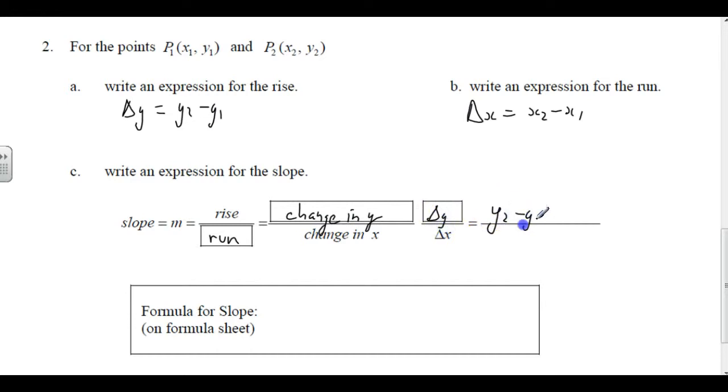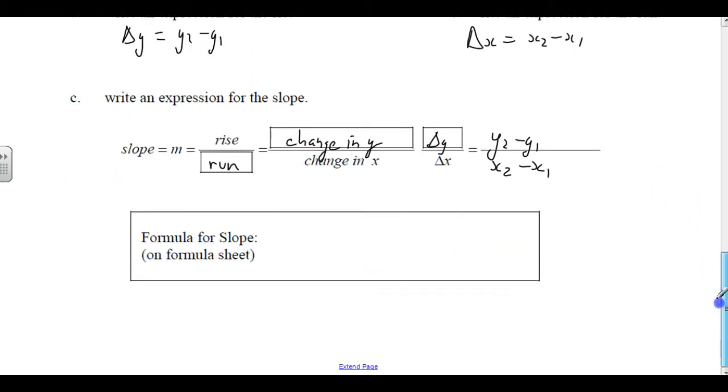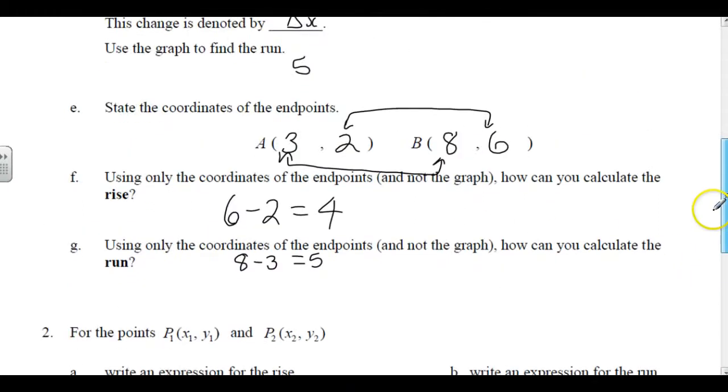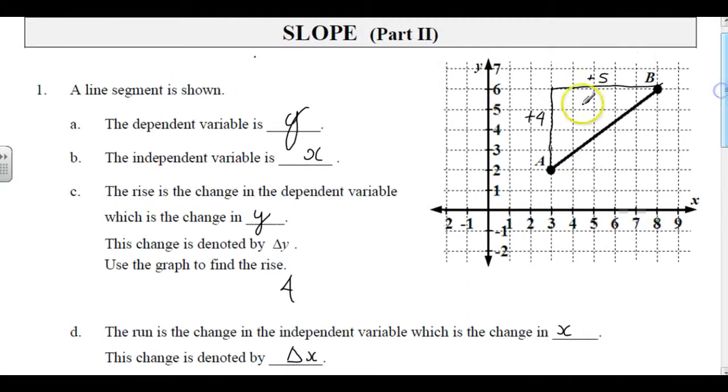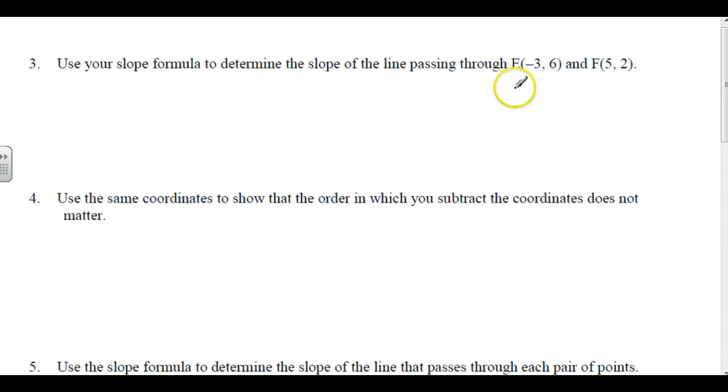And the change in y is y2 minus y1. And the change in x is x2 minus x1. So the formula for slope, which will be on the formula sheet, is m is equal to y2 minus y1 over x2 minus x1. So now we have a formula for slope that deals simply with the coordinates on the plane and not us having to go and count stuff out on a grid. So we can generalize what we're doing.